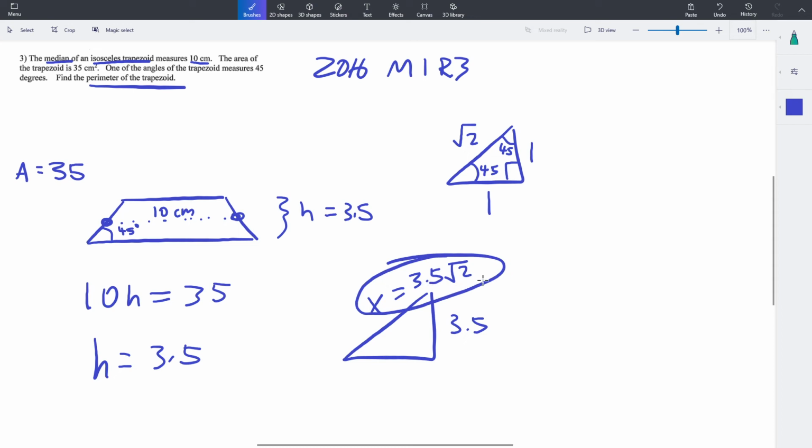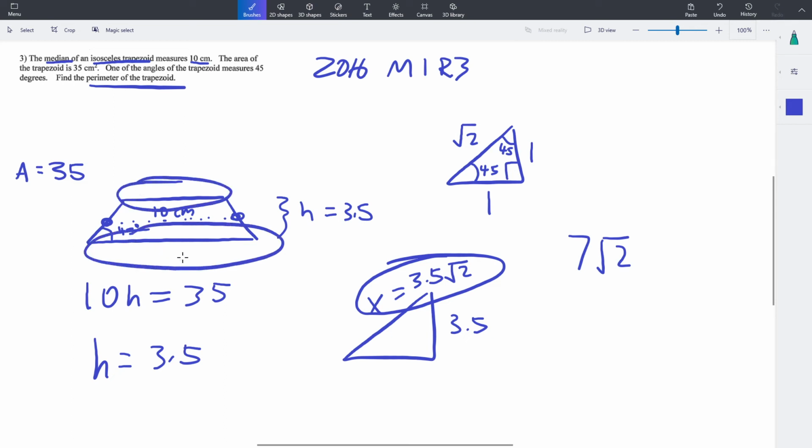Now we know that if that's the length of one hypotenuse, then the other one also has to be the same on the right side. So we can times 2, and we get 7 square root of 2 for the sum of the lengths of the diagonals. Now the only problem is, how do we know the top and the bottom? So that's an interesting question.